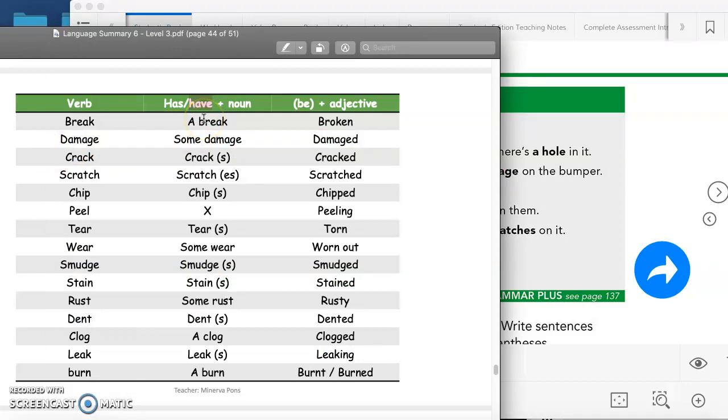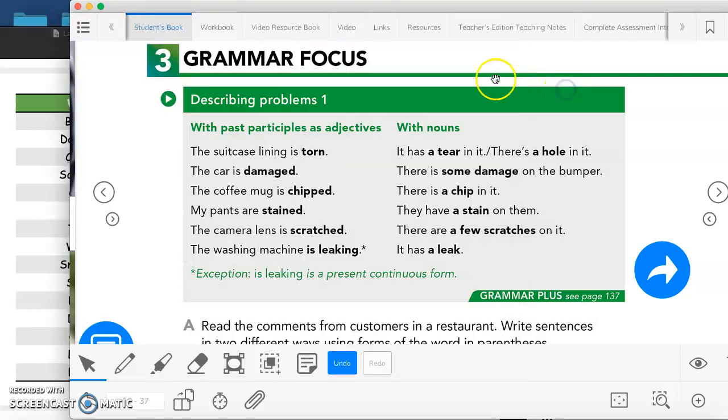For example, let's go with damage. We have the word damage, the verb. We have the noun some damage. That's how we're gonna use it. And then we have the past participle of damage, which is a regular verb. We can say damaged. So if we're going to use it as an adjective with the past participle, we are going to be using the verb to be. So you're going to be saying is and are. As you can see in here, verb to be. So we say the car is damaged. Because it's in singular, so we say is.